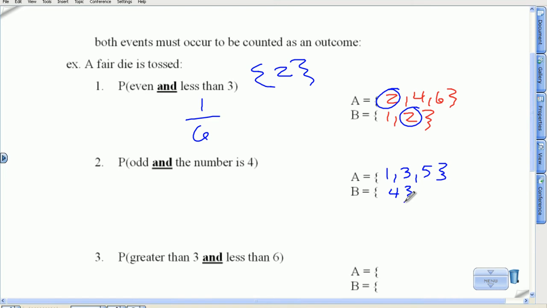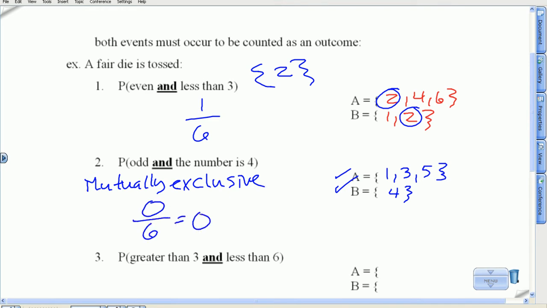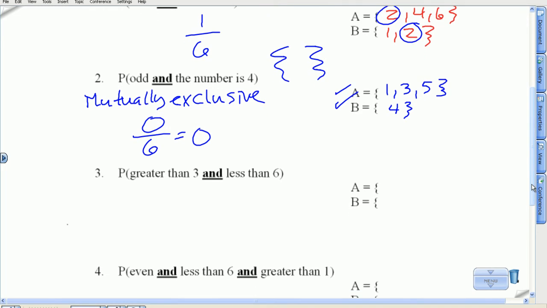We want this to happen at the same time. There is nothing that is common in the list. These are called mutually exclusive events. They have nothing in common, and 0 out of 6 or 0 would be the probability here. Okay. Now, if we had to list the outcomes, we would list the empty set, because there's nothing. There are no odd numbers that are the number 4. It just doesn't exist, not only on this die, but in the universe.